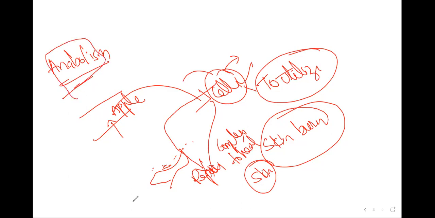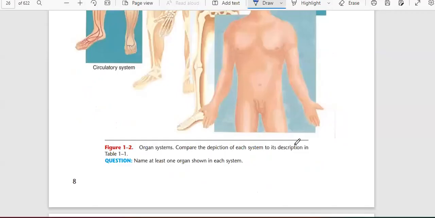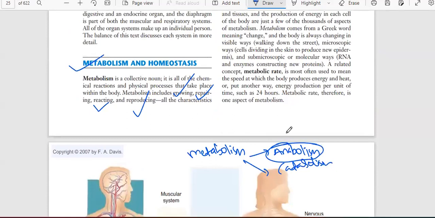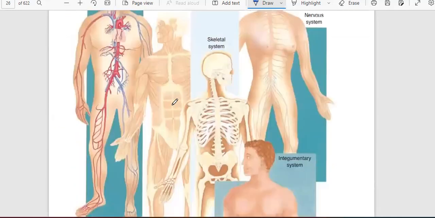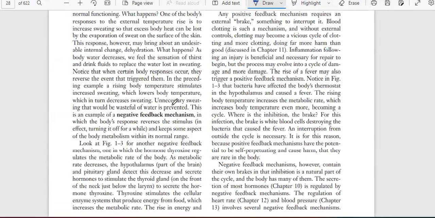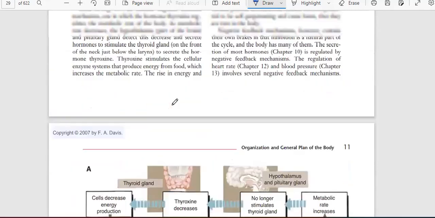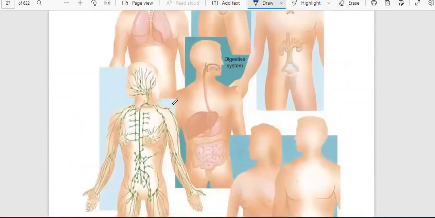Okay, so we need two types of functions in the body. One is anabolism and another one is catabolism. This process is helpful in the body to maintain homeostasis. Each is related to the other. If metabolism is not happening, then homeostasis will be disbalanced. If homeostasis is not happening, then metabolism is disbalanced. So I hope you understand the part of metabolism. Now we will talk about homeostasis.